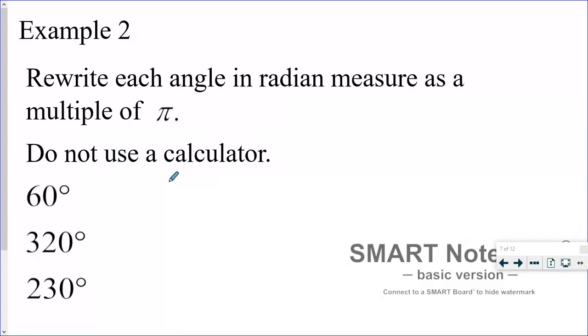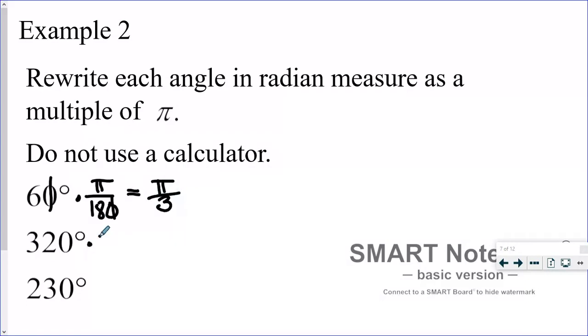For 230, what do you get? Over 3 pi over 18. Yep. Okay. So let's go ahead and take a look at these. All we're doing is multiplying by pi over 180. Of course, you can always cancel these out. So now you're left with 6 pi over 18. Of course, 6 goes into 18 3 times, so that's 1/3 pi, or just pi over 3.